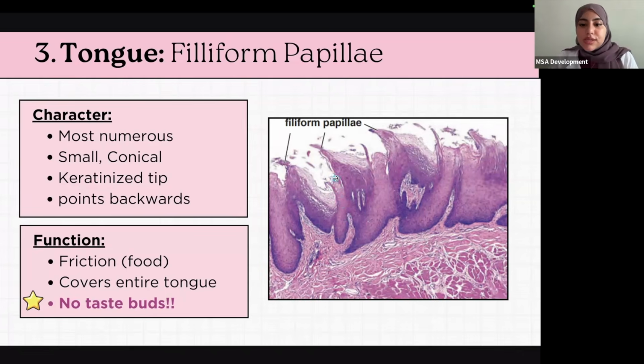Now, the thing about this is that, what did I say? Keratinized. What does keratinized mean? That it needs protection, it's extra protection. But in this case, it's specifically used for friction of the food.